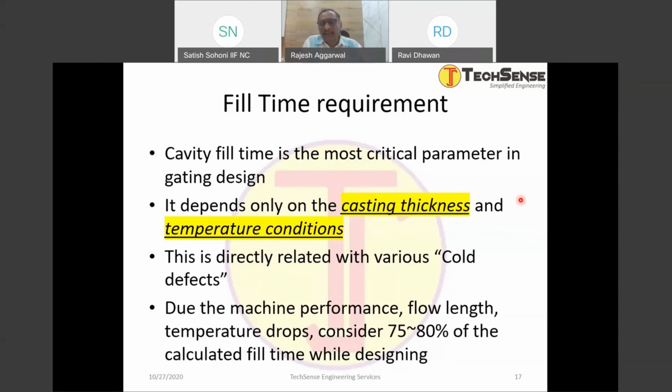It is variable for different regions and different countries. That's why NADCA suggests that, to be on the safer side, you consider this. If not feasible, you still consider 100% of the required fill time, because many a time this might be leading to over-designing. Over-designing means making it too robust, which may not be required. So that's why the fill time becomes the most critical parameter in the whole die casting process.